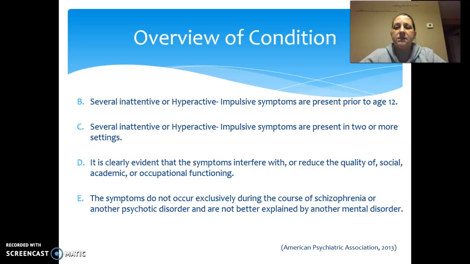Criteria C, several inattentive or hyperactive-impulsive symptoms are present in 2 or more settings. Criteria D, there is clear evidence that the symptoms interfere with or reduce the quality of social, academic, or occupational functioning. Criteria E, the symptoms do not occur exclusively during schizophrenia or other psychotic disorders and are not better explained by another mental disorder.